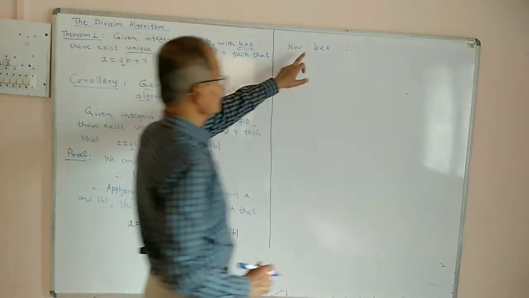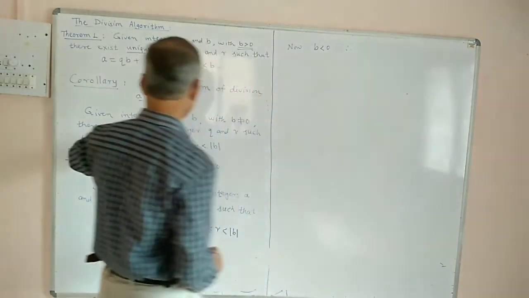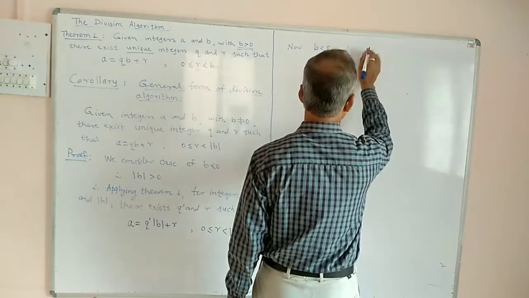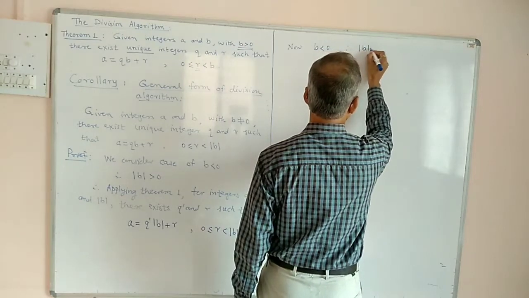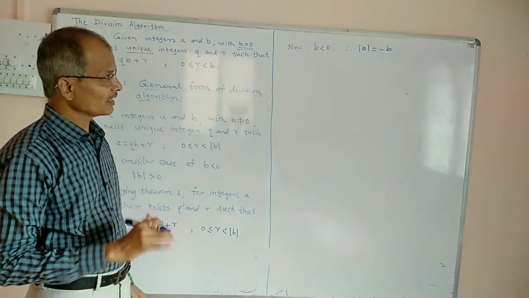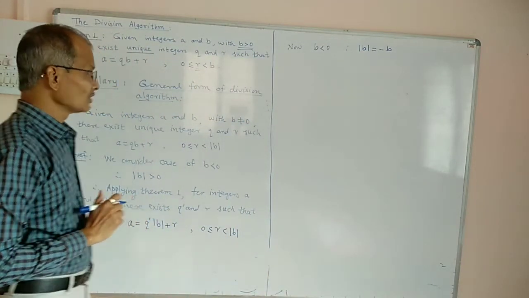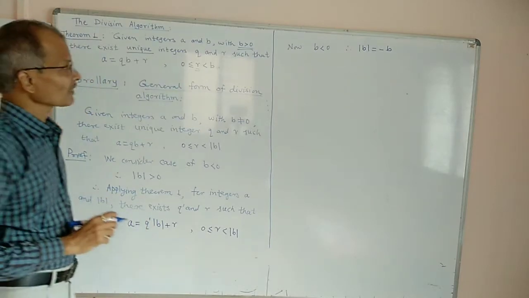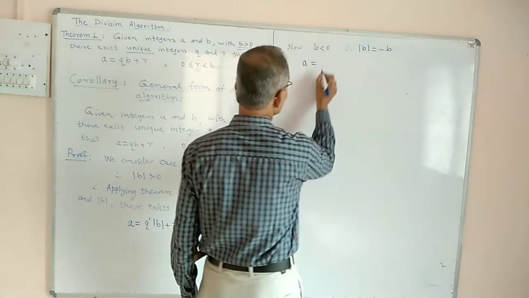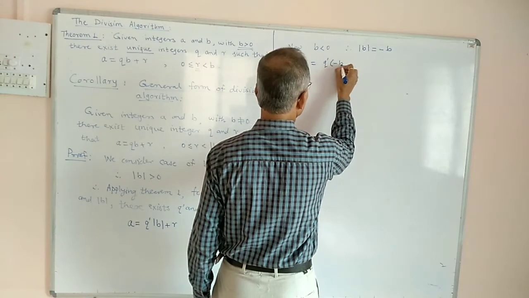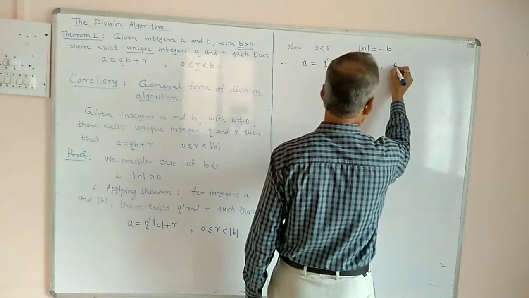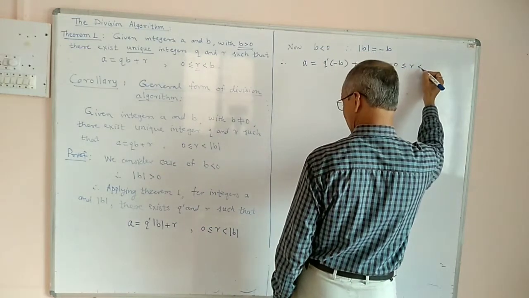Now b is less than 0 in this case. Therefore what about mod of b? If b is negative, then mod b is negative of negative, that becomes positive. So therefore we can write this value here, and we have a is equal to q dash times mod b, which is minus b, plus r, 0 less than or equal to r is less than mod b.